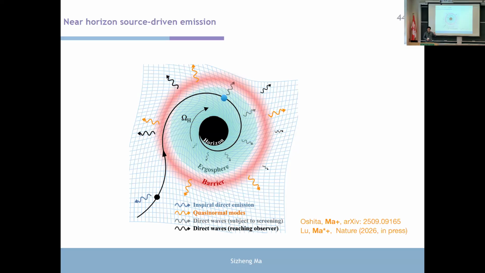Even during and after this regime, this small particle still continues to behave as a source to trigger the source-driven emission. You know, this source-driven emission from the very early inspiral stage all the way up to the very late stage should evolve continuously. It is not shut down abruptly. Here I use those gray arrows to indicate this near horizon source-driven emission. Because they are sourced very close to the horizon, they actually carry some near horizon features.